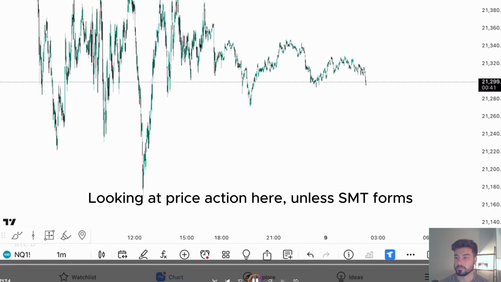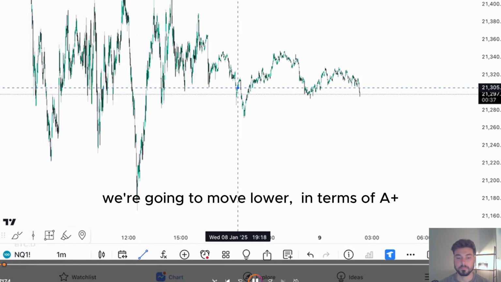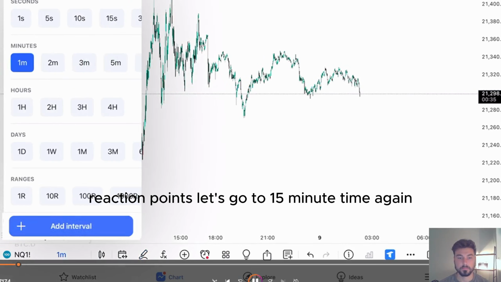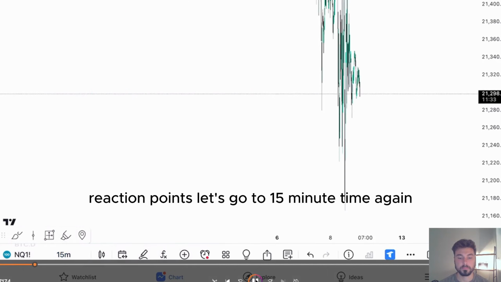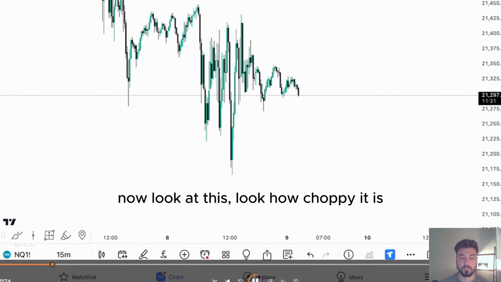So looking at price action here, unless there's some SMT that forms, it does appear that we're going to move a little bit lower. In terms of A+ reaction points, let's go to the 15-minute time frame. Again, 15-minute time frame for me is the bell of the chart. I love it. Use it for fair value gaps, use it for optimal trade entries. It's beautiful.